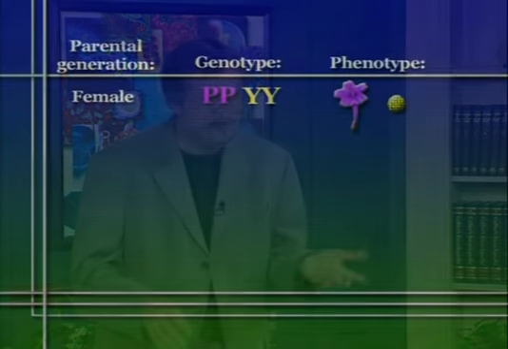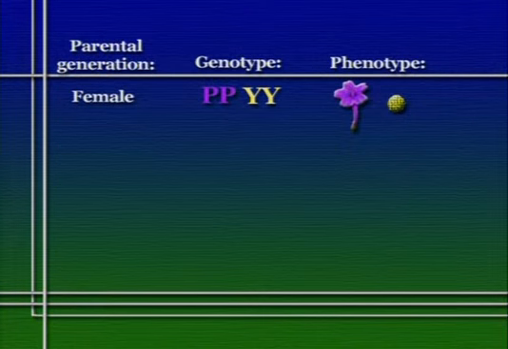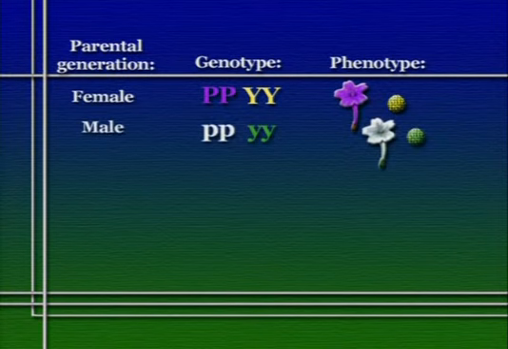Now, let's begin by supposing that we cross a female pea plant that has purple flowers and yellow seeds and is from a true breeding line. Remember, that means we can assume that this individual is homozygous for the alleles for those traits, in that case, the dominant alleles for both traits. And we're going to start with a male plant that has white flowers and green seeds, and thus is homozygous for both recessive traits. It would have a little p and a little y allele.